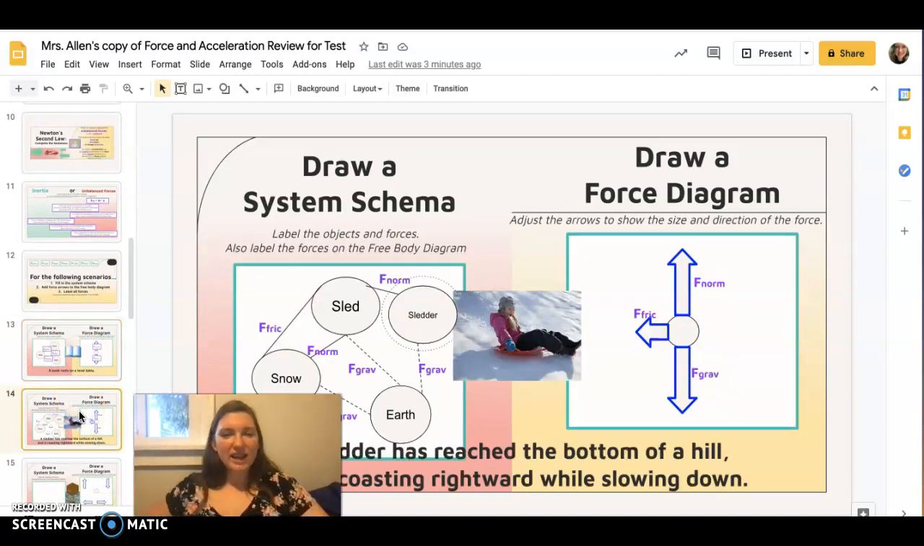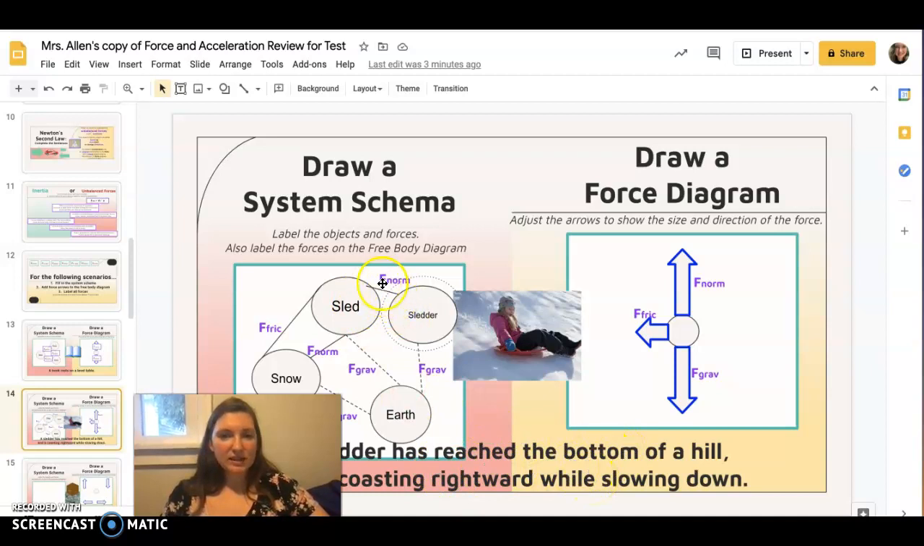So here it gets a little bit more complex, and your diagram might look a little bit different than this. When I actually started putting this together, I was like, oh. So you can change this around if you need to. But the sledder is the object of focus, and she is sitting on the sled. She is coasting rightward while slowing down at the bottom of the hill.